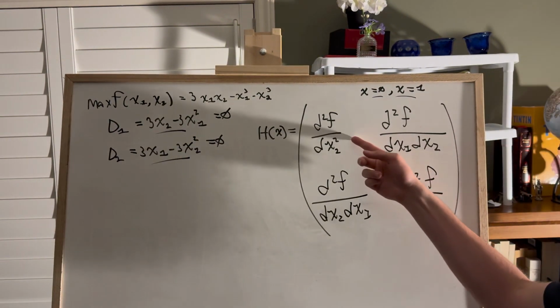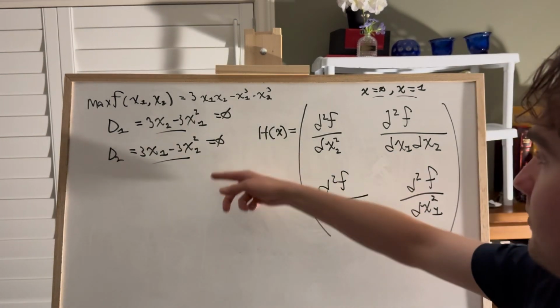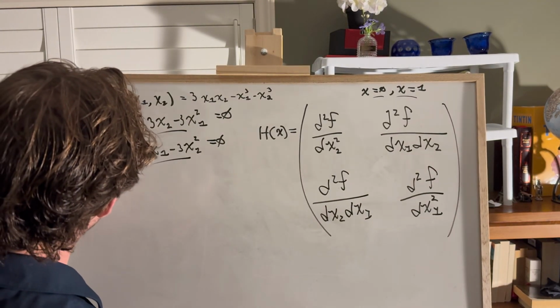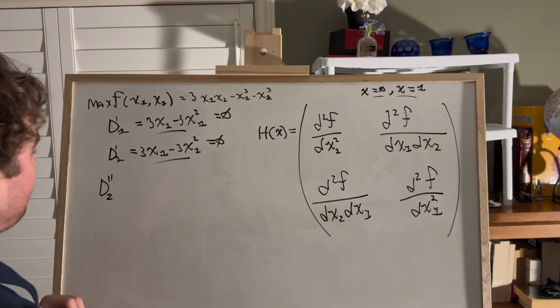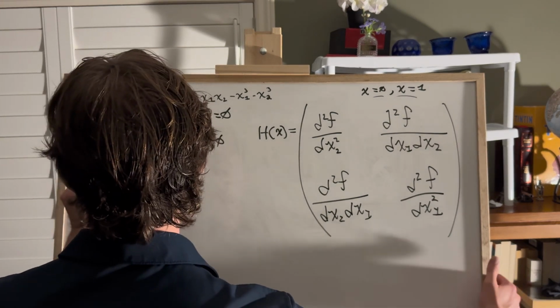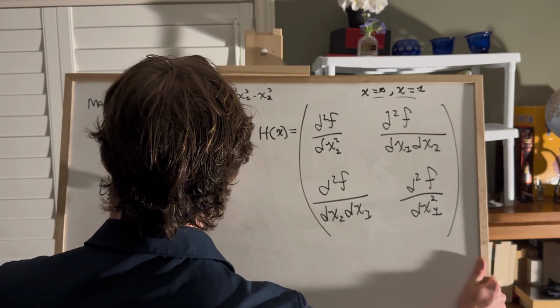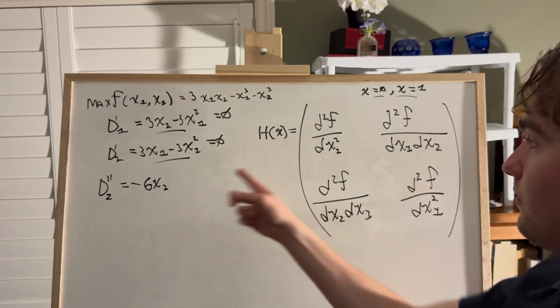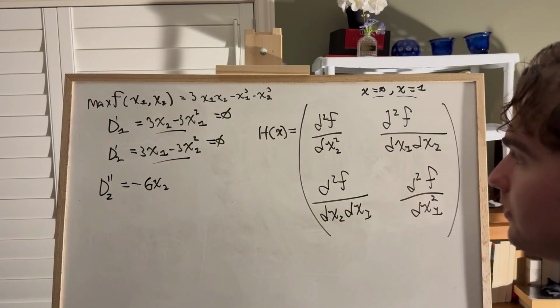So let's do this corner first. We're doing the second order condition of this. Our D2, I guess double prime, if this is prime, we can double prime it to show that's a second order condition. It's just going to be negative 6 x2. Okay? So it's going to look like that, because this is going to go away. This is going to drop. Your 2 is going to drop.